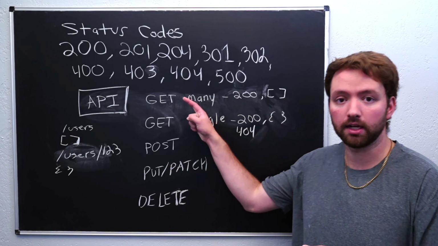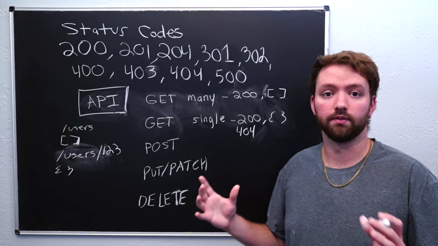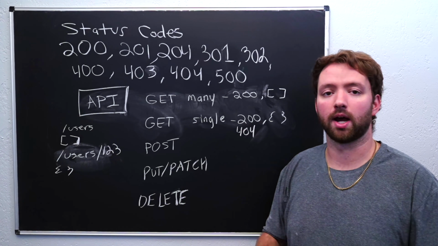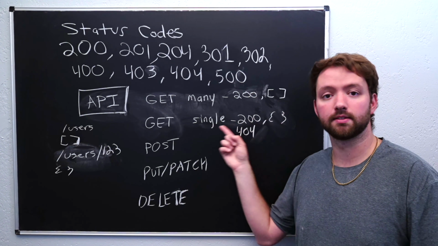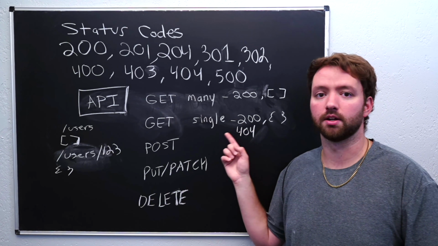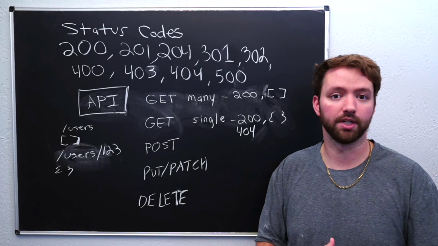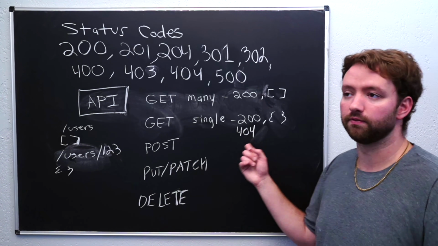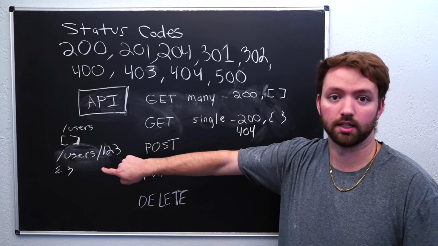If you're getting many and nothing is retrieved, for example, you want to get all of the comments on a video, but that video has 0 comments, you're going to get an empty array. However, if you're getting a single element and that element does not exist, you're going to get a 404. You're not going to return an empty object. So we could potentially get back a 404 if we're getting a single element. It'd be like if you put an ID here that wasn't in the database.